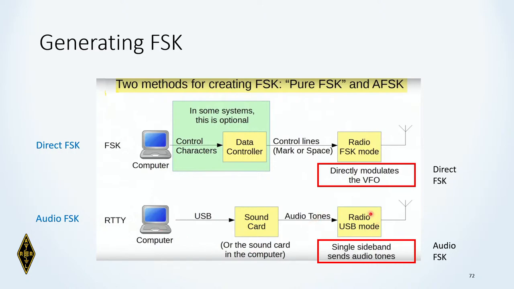We're sending audio tones to a single sideband transmitter, USB mode, which is used for RTTY, and sending it out. So with audio FSK, it's single sideband sending audio tones. For direct FSK, we're directly modulating the VFO. And Kassler commented that there's been a great deal of controversy in the ham world about which one is better. And his conclusion was, if audio FSK is set up correctly, they're identical. So the key things to know here is the difference between direct FSK, where we're directly modulating an oscillator, and audio FSK, where we're generating tones and transmitting them in single sideband.